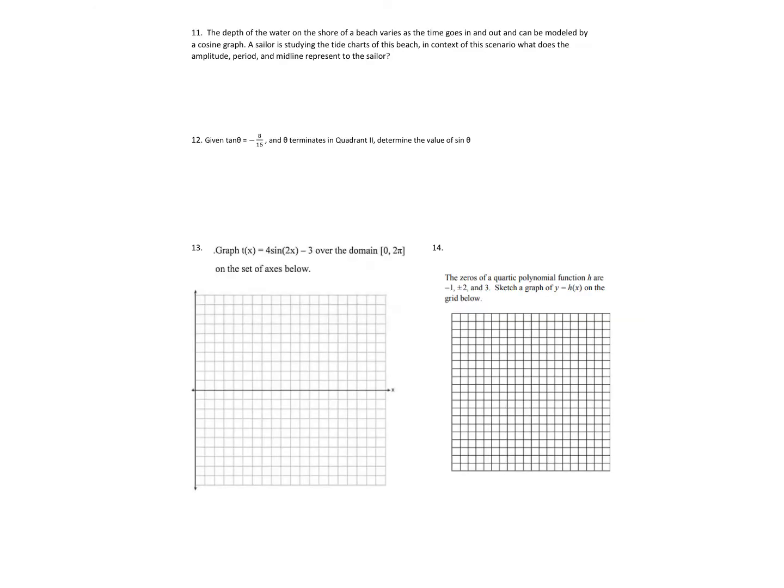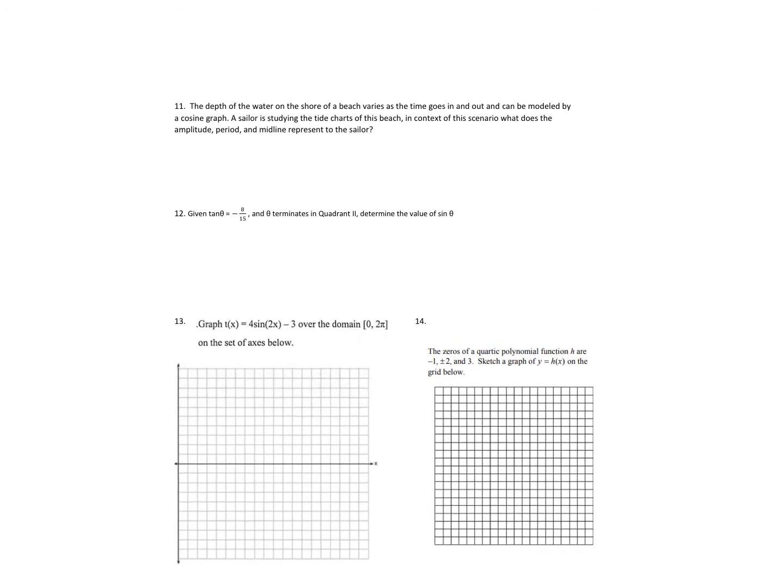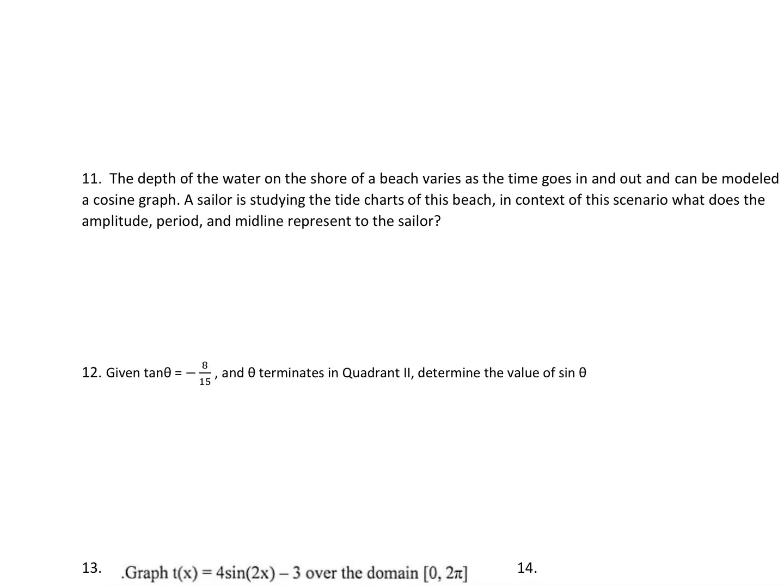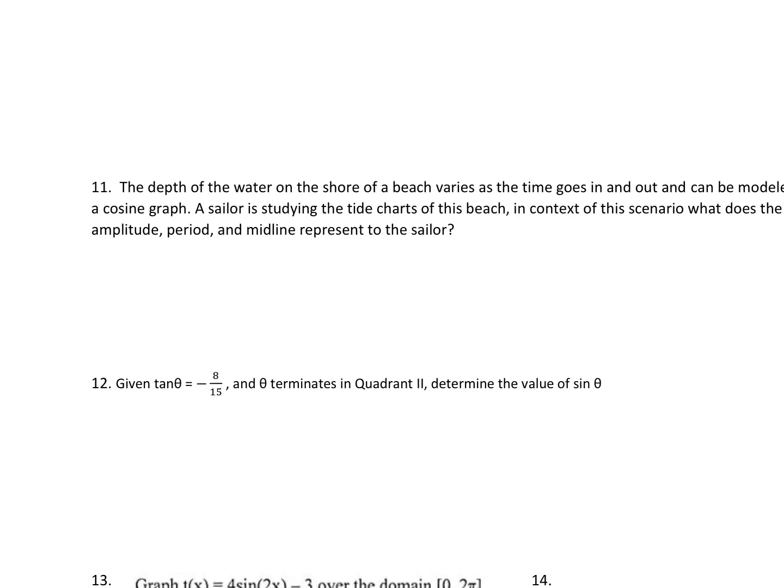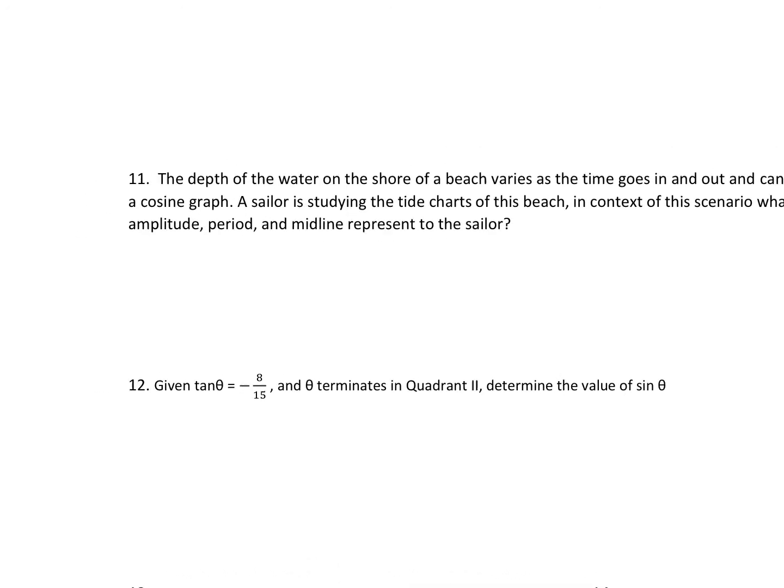Okay, next page. The depth of the water on the shore of a beach varies as time goes in and out. It can be modeled by a cosine graph. A sailor studying the tide charts in constant area, what does this amplitude, period, and midline represent? So it's the sailor.